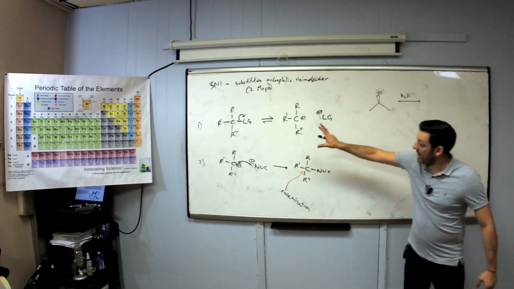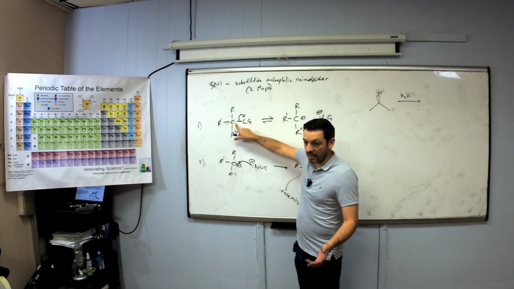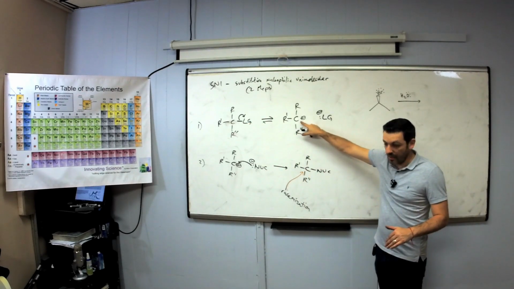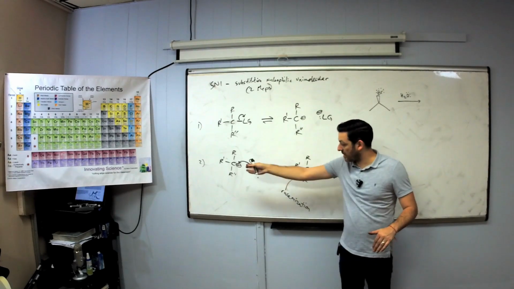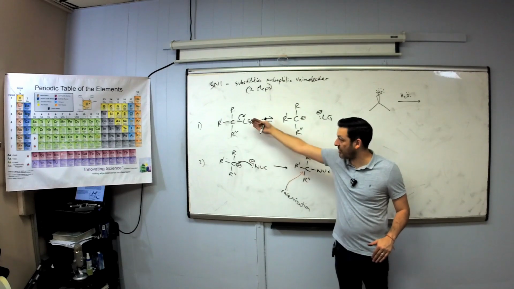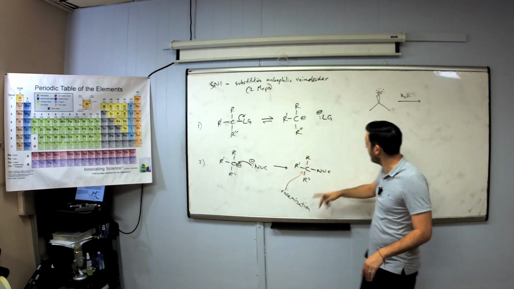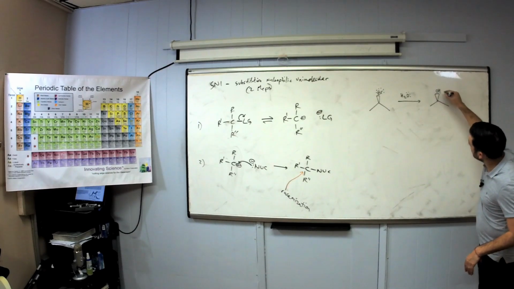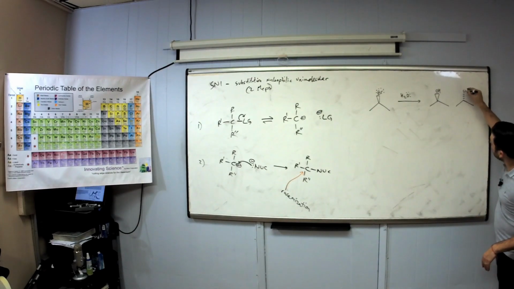Now, based on what I've just said over here, whether that's got a wedge or a dash, when that leaves, you've got a trigonal planar thing. And then when the nucleophile comes in, it could come in from both sides, so it can become wedge and dash. So if that's a dash, it could be wedge and dash, and if that's a wedge, it could be wedge and dash, right? So the point is, you're going to get the following. You're going to have OH over here, and you're going to have OH over here.